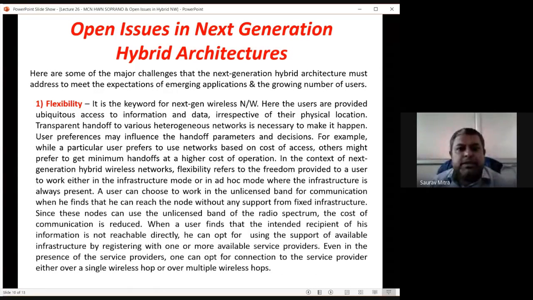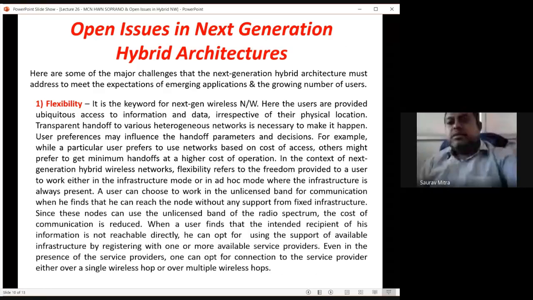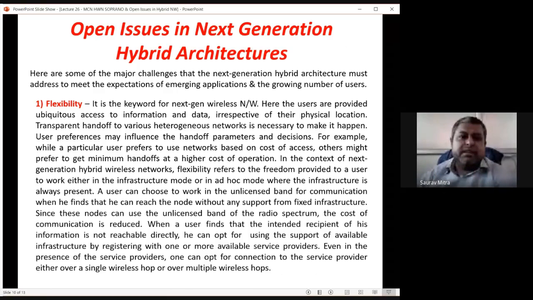Now let us see what are the open issues in next generation hybrid architecture. After the three types of basic hybrid network, there are many advanced hybrid networks. What we explained just now, MCN, HWN, and Soprano, are the very basic types of hybrid networks invented long back. After that, let us see what are the main open issues in next generation hybrid architecture.